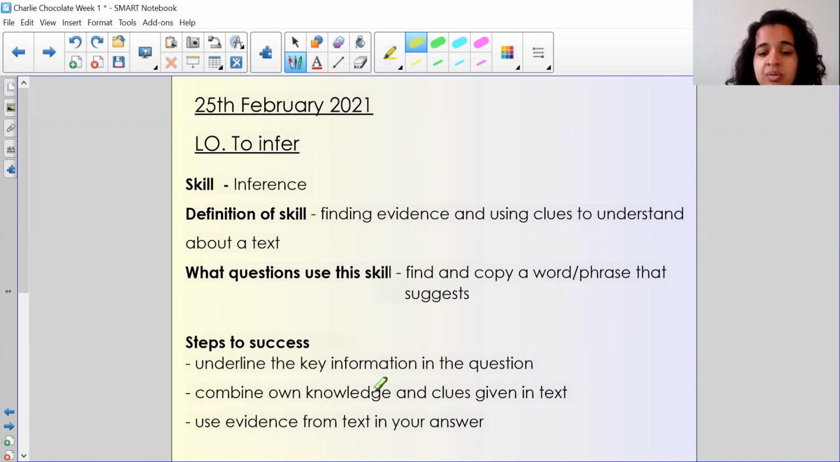So combine your own knowledge and clues given in the text. So you need to think, what do you already know? This is just your background knowledge that you've gained over the years, okay? Things that you have learned from nursery, reception, year 1, year 2, things that you have learned at home. That is the knowledge that you're going to use, okay? And then finally, you're going to use evidence from the text in your answer. The really important thing that I would like to highlight is to underline key information in the question, okay?